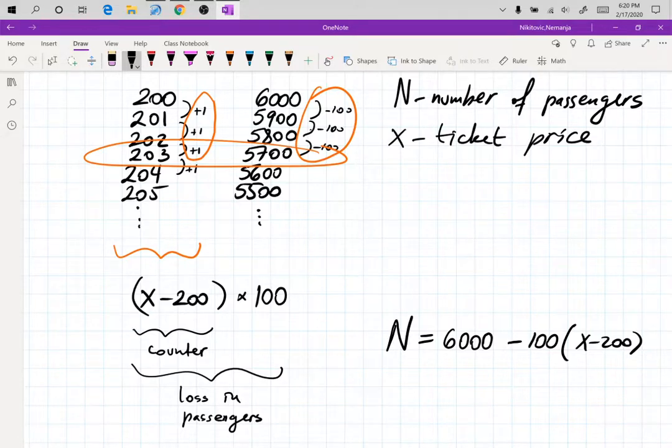Now, these people, the N is the number of passengers, and then you would multiply that by the ticket price to find the revenue, which is collected, right? How much money they collected from everyone.